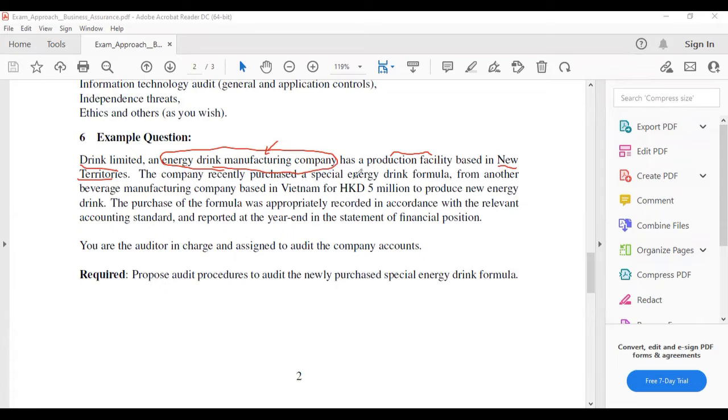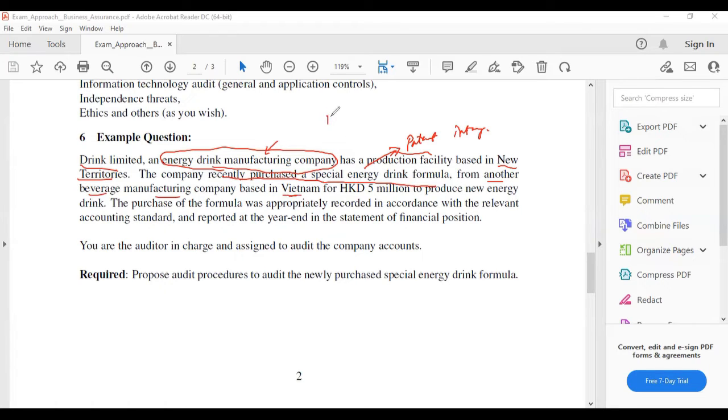The company recently purchased a special drink formula, right? So they purchased this special drink formula. So here we are actually talking about a patent, an intangible asset, right? So you identify what this is. This is an intangible asset, and this was bought from another beverage manufacturing company based in Vietnam, right?